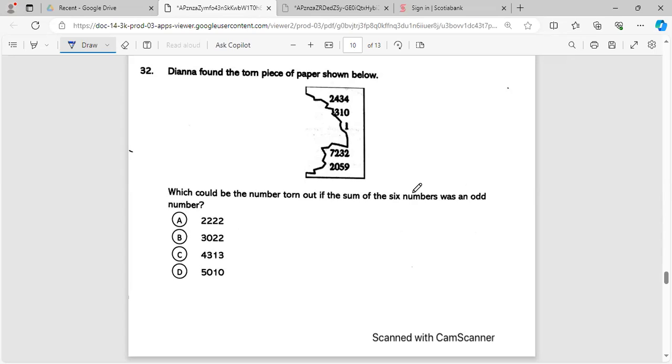Okay, sir. It would be C. Makes sense. It's the only odd number, right? Yes, sir. And the following is already an even number. So if you add an odd number to it. Yeah. Correct. Good job.